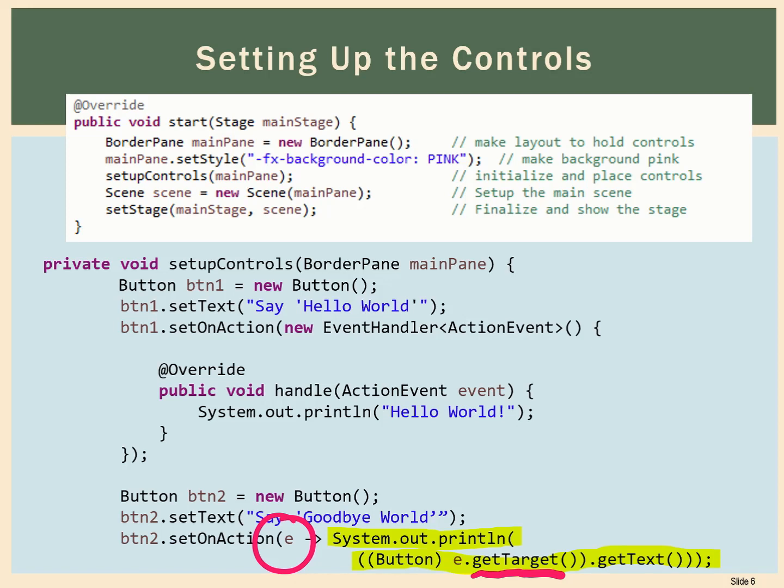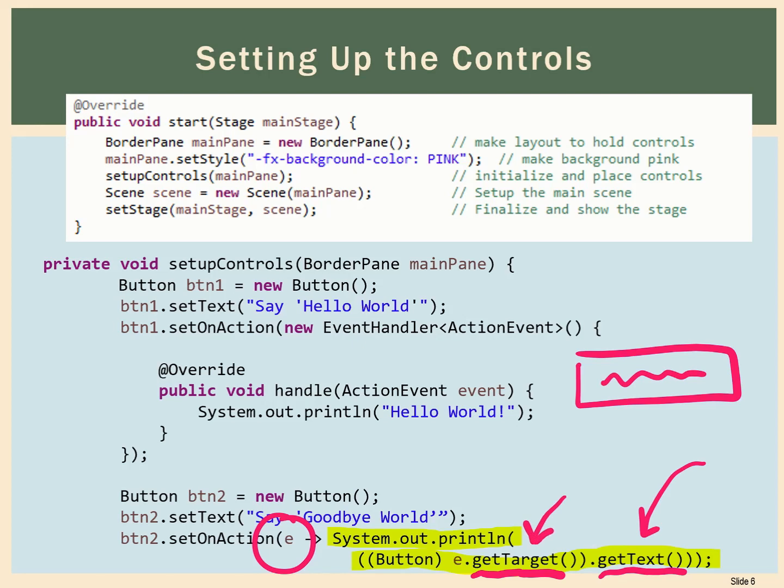So now I have button 2. And once I have that, I can get its text. So if the button said, say goodbye world, whatever that text was, once that button is pushed and the event is passed, I can use the event to get the target. And then once I get the target, I can get the text.